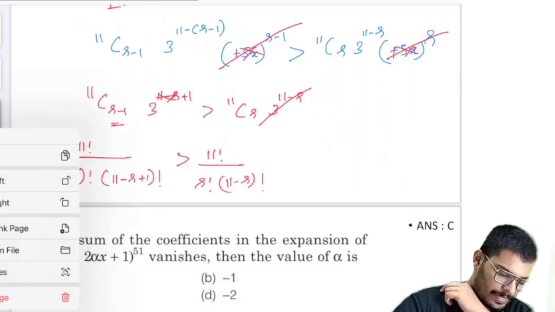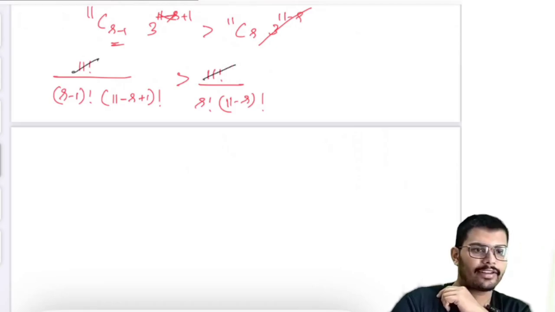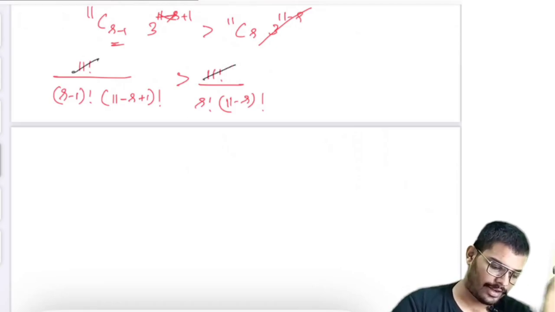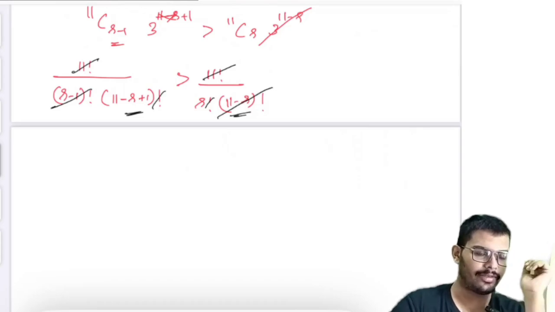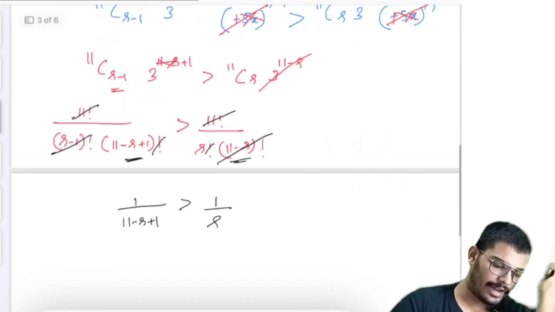Now we can simplify this. We can cancel 11 factorial from both sides. R factorial and r minus 1 factorial will be cancelled, and here it will be simply r, and 11 minus r factorial and 11 minus r plus 1 factorial, so when you cancel the factorial sign, this will be gone. Now you will be left with 1 by 11 minus r plus 1 greater than 1 by r, and the 3 value will also be here.